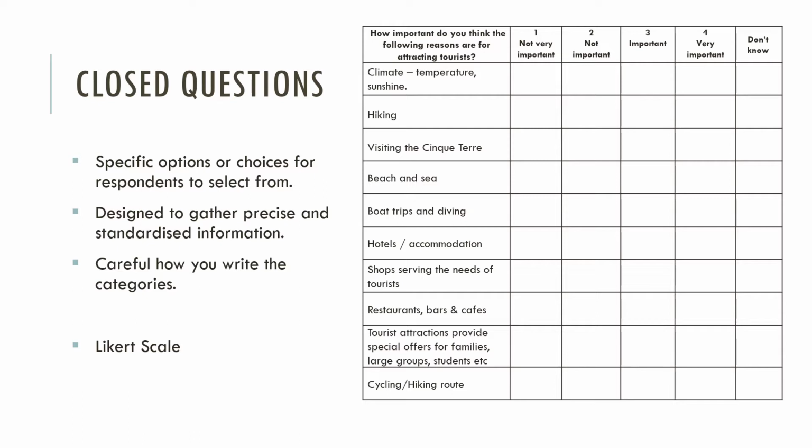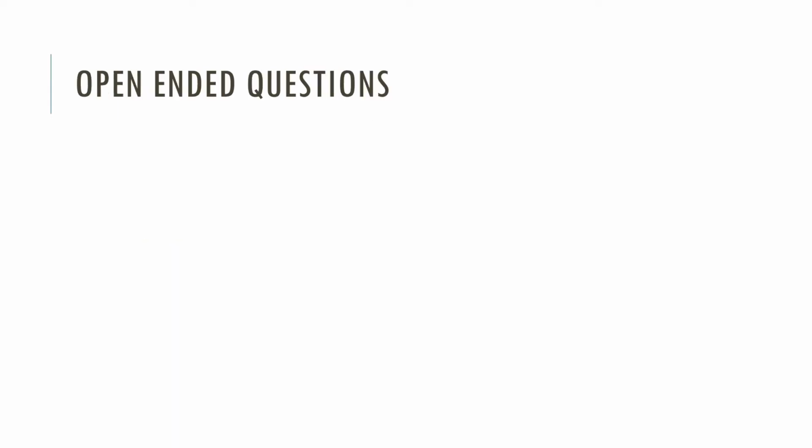You could also, if you're gathering opinions or choices for respondents to select from, use something called the Likert scale: not very important, not important, important, very important, don't know. These are examples of different ways of gathering closed questions.